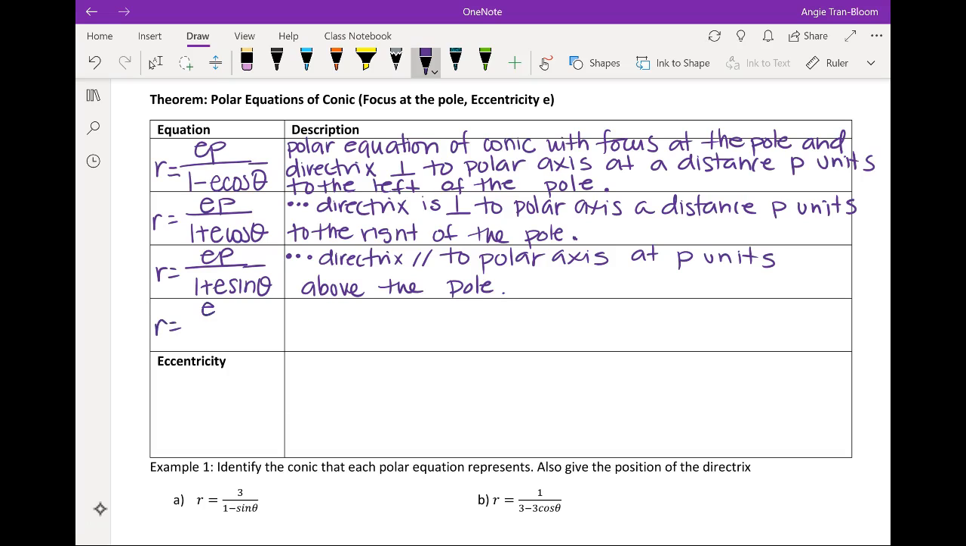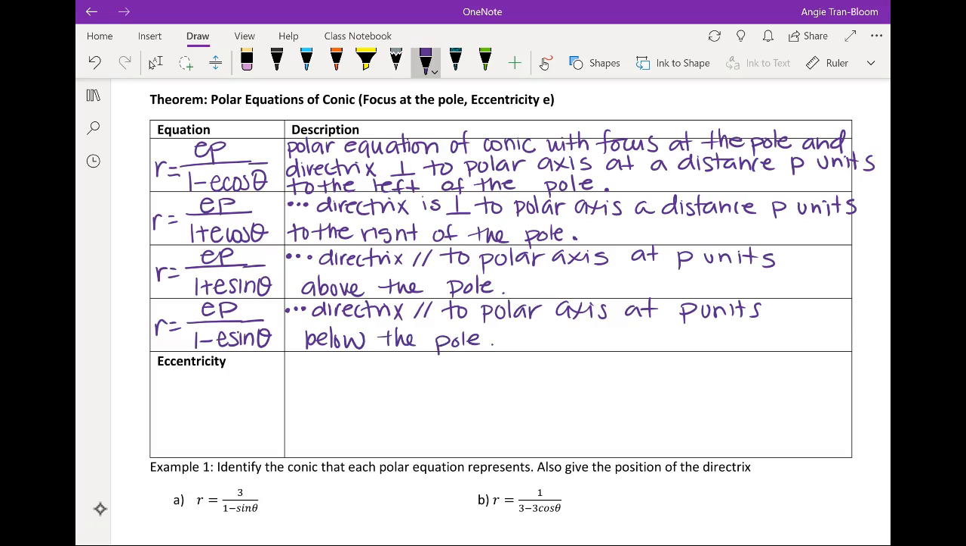R equals E times P over 1 minus E times sine of theta. Again, it's the polar equation of a conic with focus at the pole and directrix, and so on. The directrix for this one is still what? Parallel to the polar axis at p units below the pole. Okay.